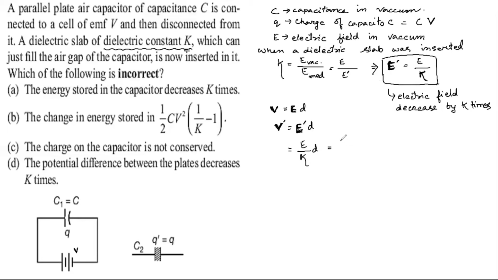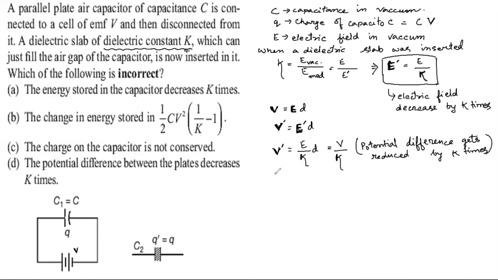So we see that the potential difference between the plates, after we insert a dielectric slab, also gets reduced. The potential difference gets reduced by K times, right?